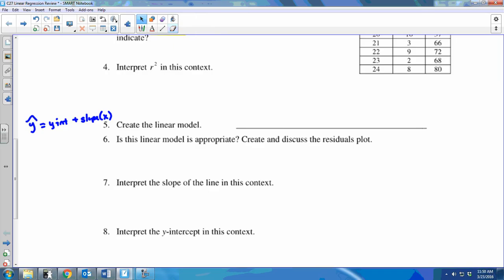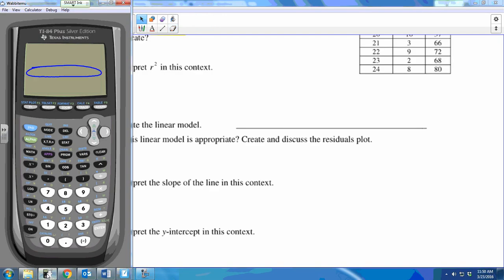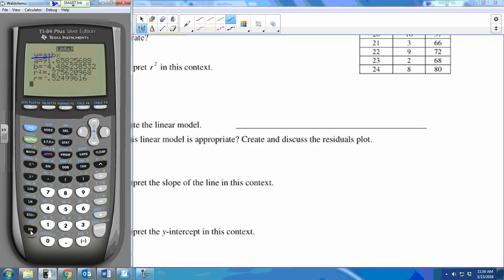So if you go back to your calculator, it tells you the equation. It tells you at the very top, y equals a plus bx. So a is your y-intercept, and b is your slope. Whatever's written next to the x has to be the slope, right? We've learned that in algebra. The only other thing to remember is when you write equations in statistics, you write them in context. So you don't write y and x, you write actually what the variables are.